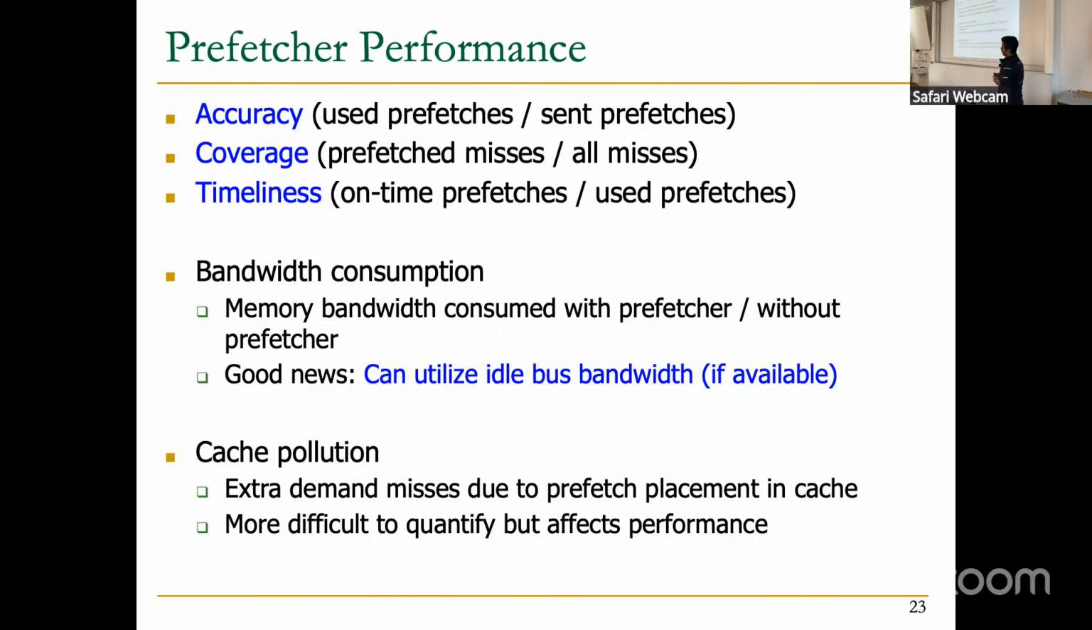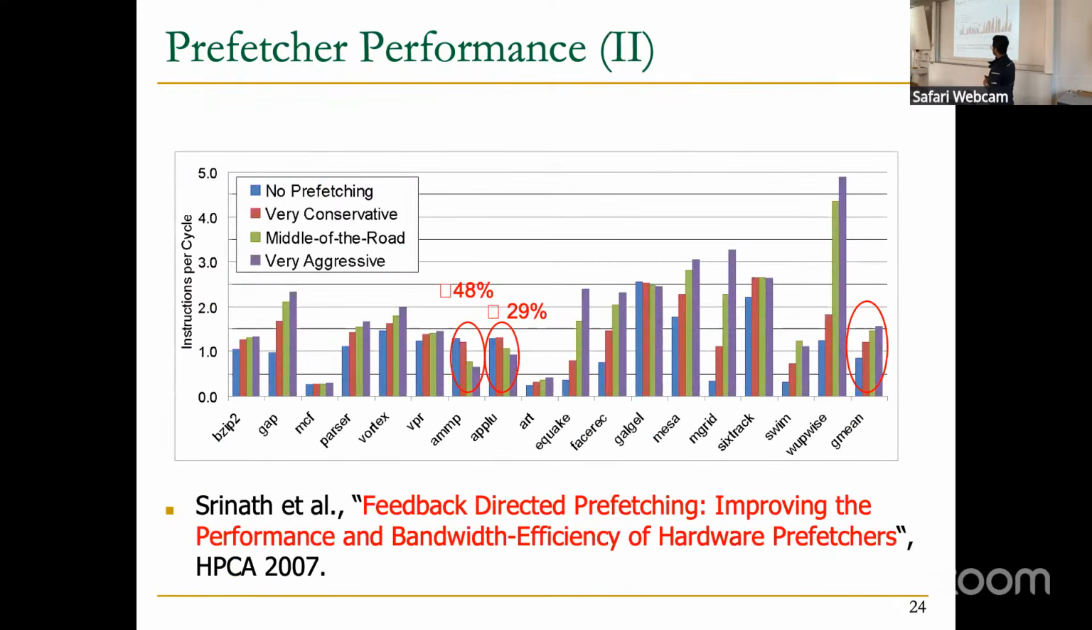Coverage means how many of the requests you can cover. Timeliness means how far ahead in the program you can actually anticipate. That's what timeliness is. Then there are other metrics which are equally important with these three, for example bandwidth consumption, meaning how much bandwidth you're using for making this prefetching, and also how much cache pollution you're contributing.